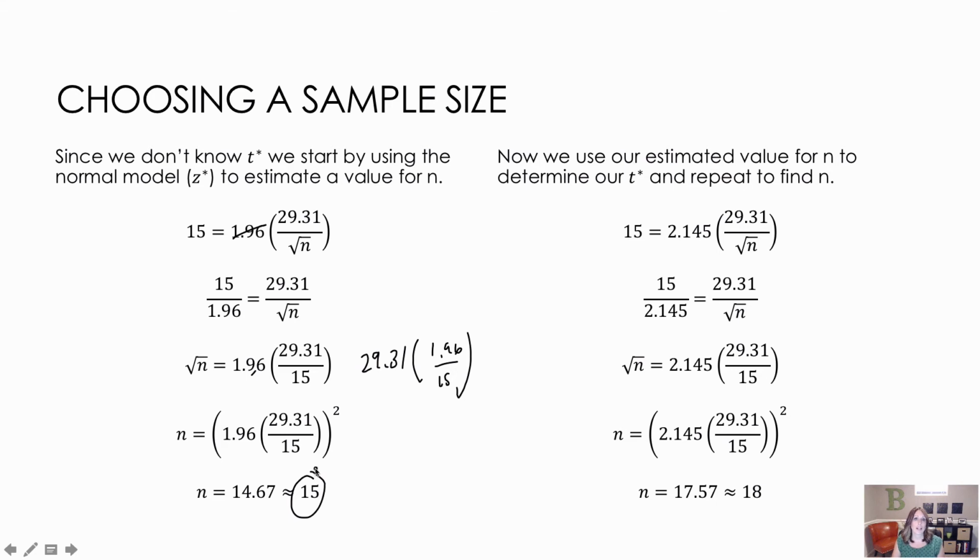Now 15 is not my solution. My solution is that I now have to do the exact same thing using a test statistic for 15, which means 14 degrees of freedom. Again, I used my calculator or StatCrunch to come up with that 2.145. I'm doing all of those same calculations again, and I find that n is 18. So I'm rounding up to that 18, and that's the value that I would use.